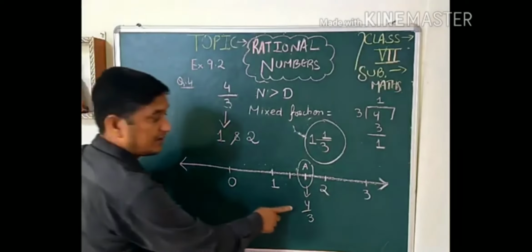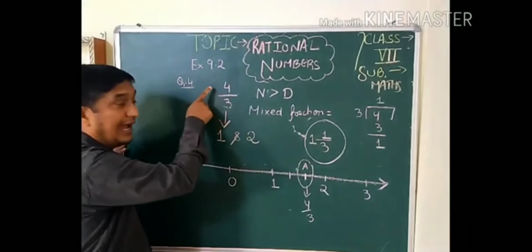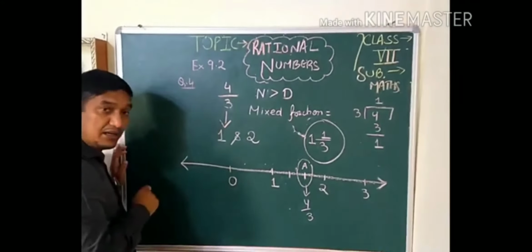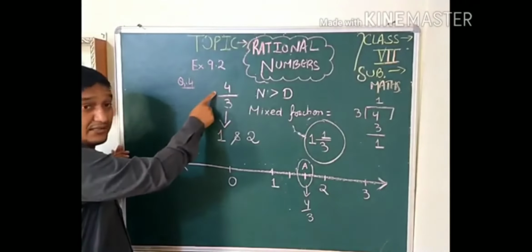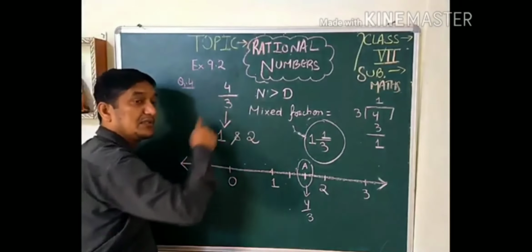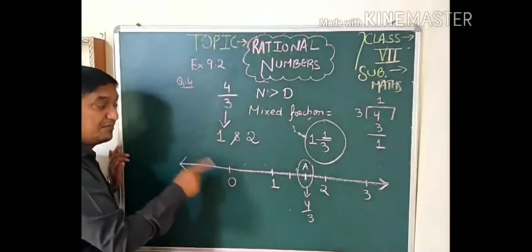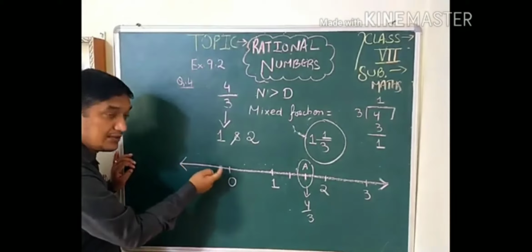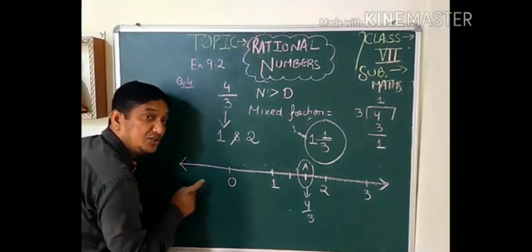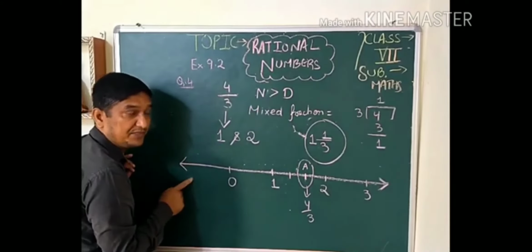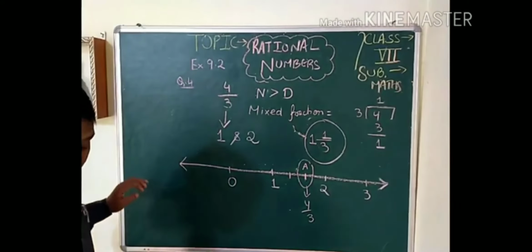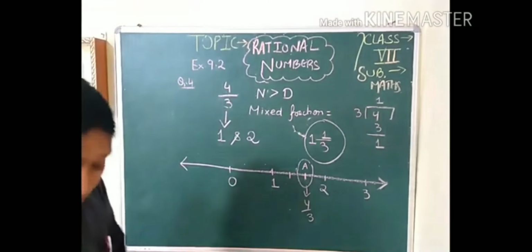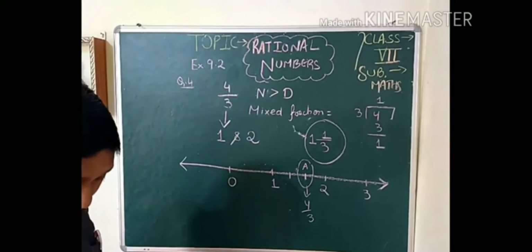This is the way if you have to represent any rational number with the numerator greater than the denominator. Similarly, you can represent it if it has a negative sign. You have to follow the same procedure, but for a negative rational number you have to represent it towards the left hand side of the 0. Okay children? Now after this we have to do question number 5. Children, question number 5 you have to try on your own at home.